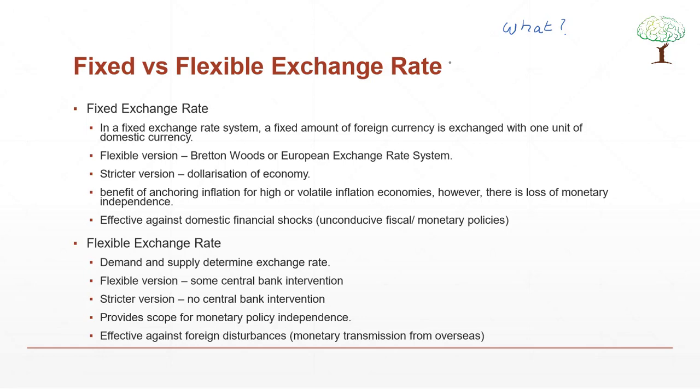In a fixed exchange rate, you basically say that INR, say for today it's around 75 to a dollar. That will be the rate today, tomorrow, day after, and for the foreseeable future. Flexible exchange rate, on the other hand, is determined by demand and supply.